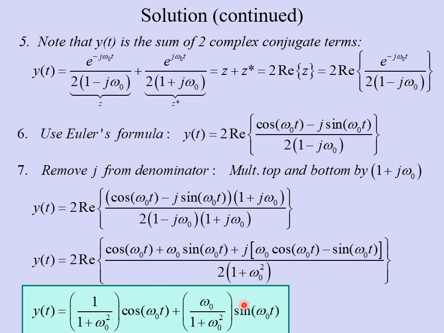So notice this answer here, which is fairly complicated, but it's really got just 2 terms. There's a cosine term here, and there's a sine term here, and notice everything is real. There are no j's left in our answer, and we can see that there are coefficients out in front of the sine and cosine that depend on omega naught.